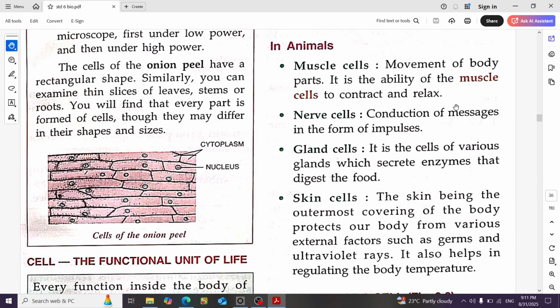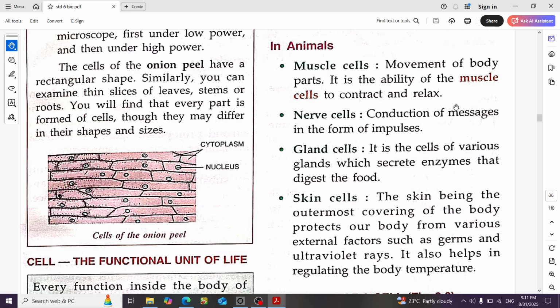In animals, different types of cells are there: muscle cells, nerve cells, gland cells, and skin cells. So the name suggests, what do muscle cells do? They are a part of the muscles, help us to contract and relax our body. Different parts of our body can move because of muscles. Nerve cells, they carry the message from your body to your brain, from your brain to your body. So they are like conductors, electrical signals are transferred.